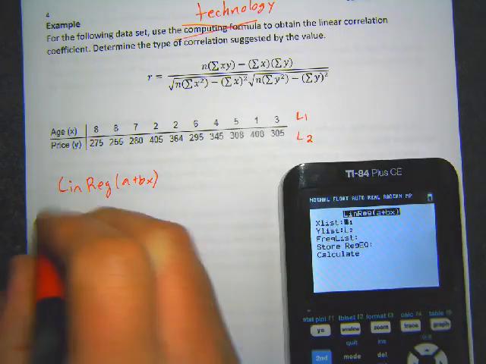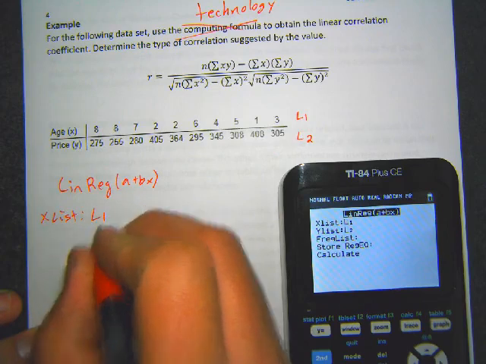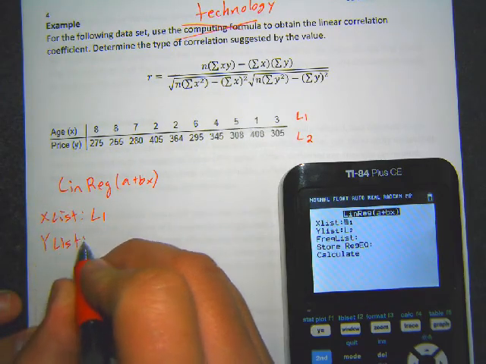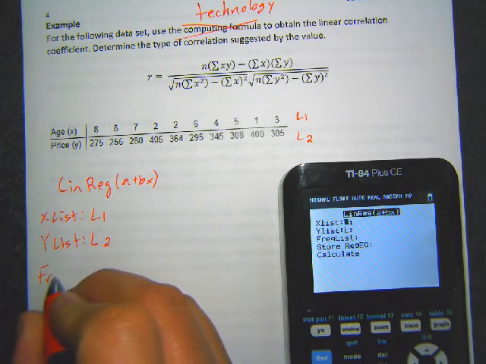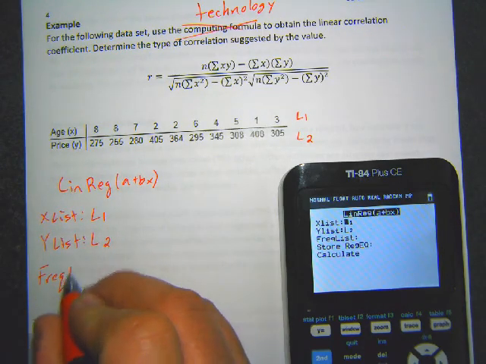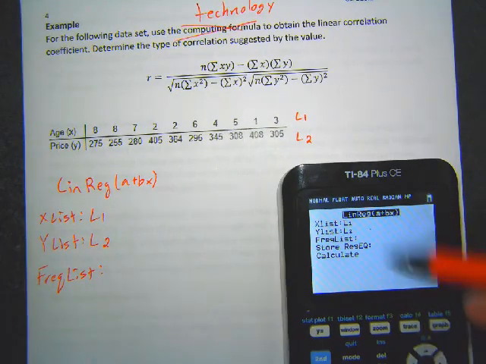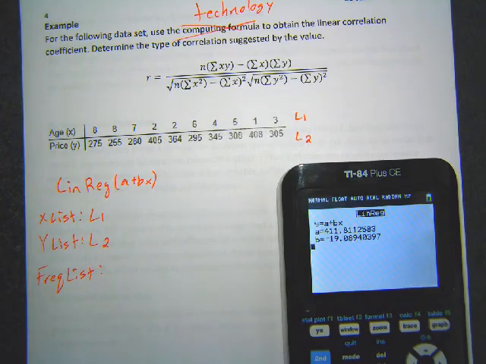So then our x list will be the list 1, because that's the first list up here. The y list will be list 2. You want to make sure that you leave the frequency list empty, because we don't have frequencies, we just have these given values. So the frequency list, make sure that entry is blank. Mine actually had a list in here before I started doing these notes. I had to clear it off, so I have to come down here and hit the delete key and clear that out. And then you can hit calculate.